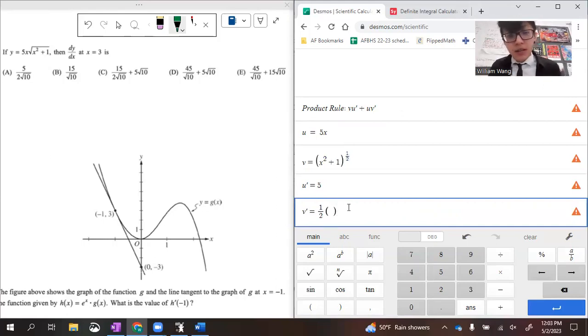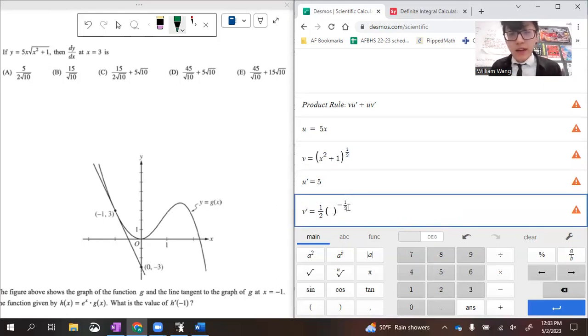I'm taking the derivative of the outside, so the outside is negative 1/2, right? This is just a power rule. Remember, the inside I leave the same, so x squared plus 1 stays the same. Then I multiply by 2x.